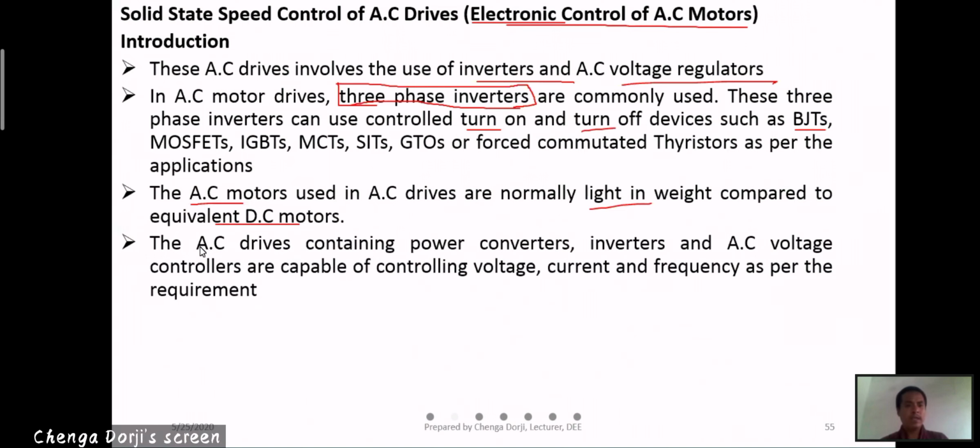Then another one is AC drives containing power converters, inverters and AC voltage controllers, which are capable of controlling voltage, not only current. So it will control many parameters: voltage, current, and frequency, as per the requirement. Because of this, we again use AC.